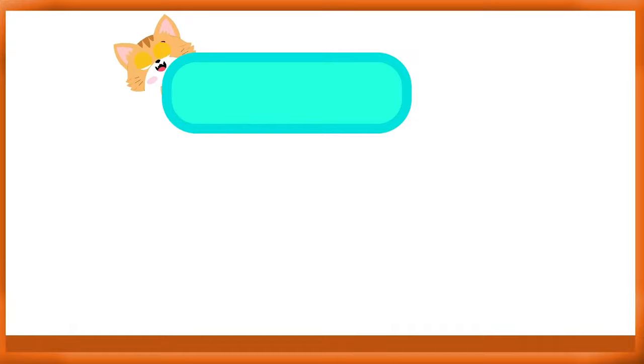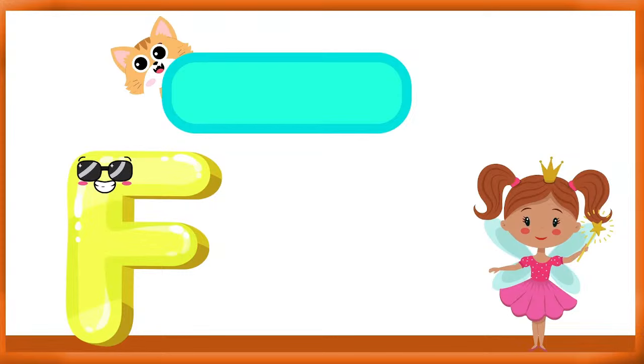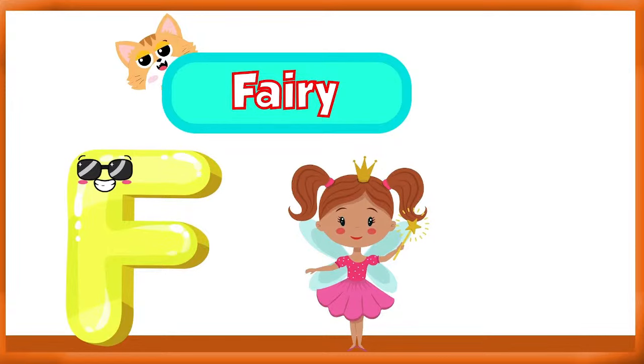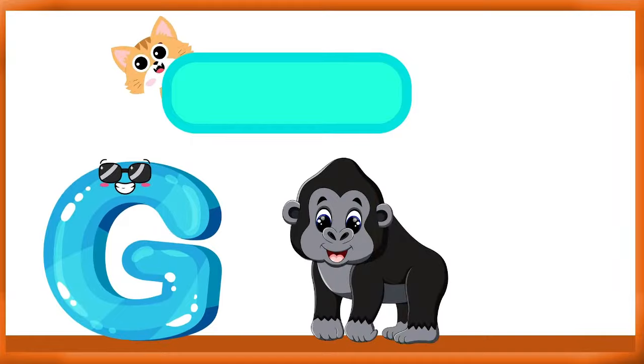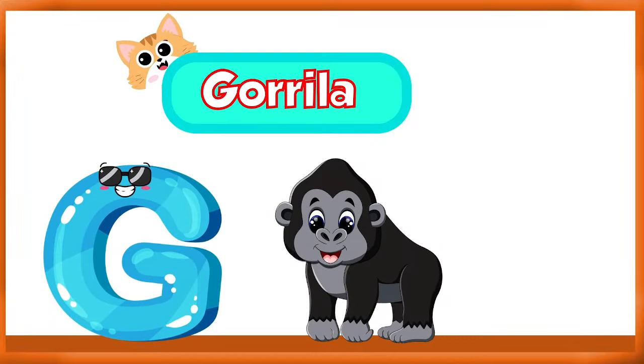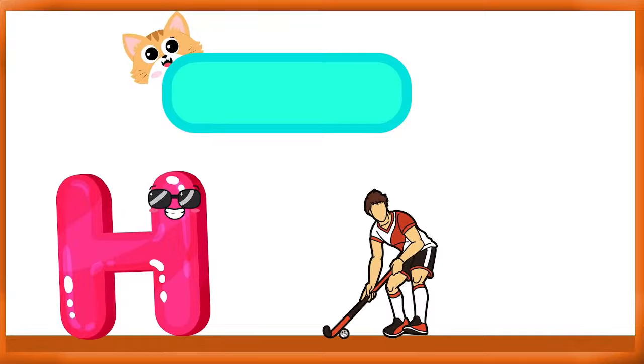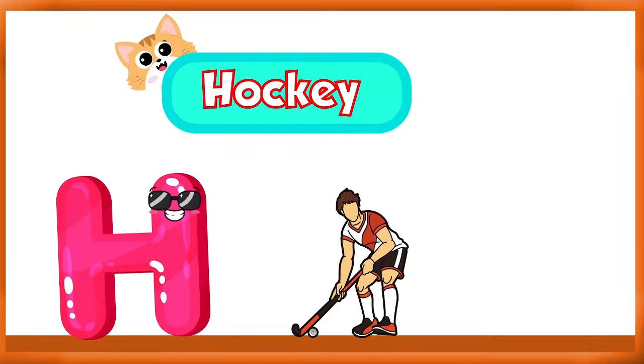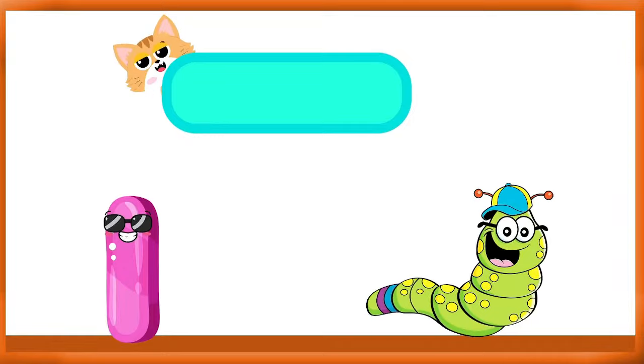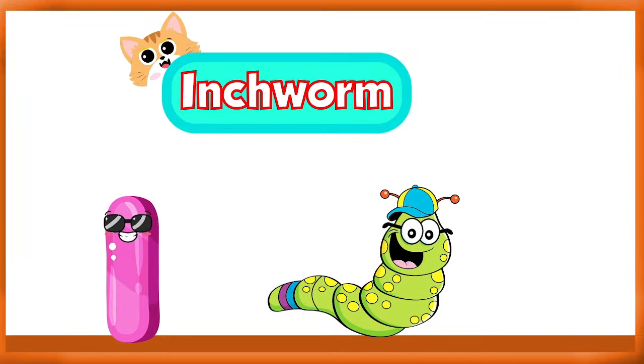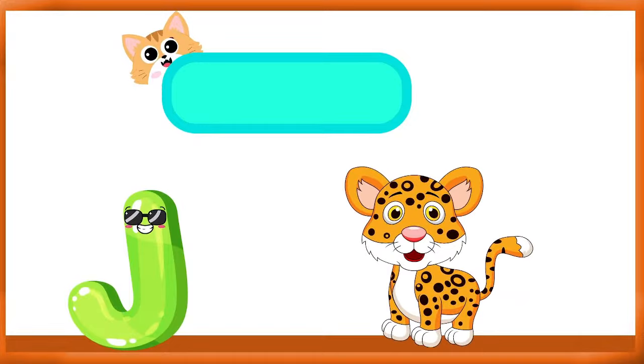Here comes the letter F, F, fairy. Here comes the letter G, G, gorilla. Here comes the letter H, H, hockey. Here comes the letter I, I, inchworm. Here comes the letter J, J, jaguar.